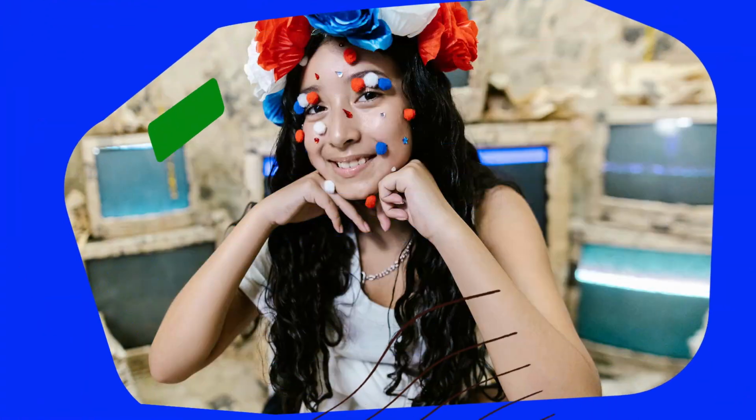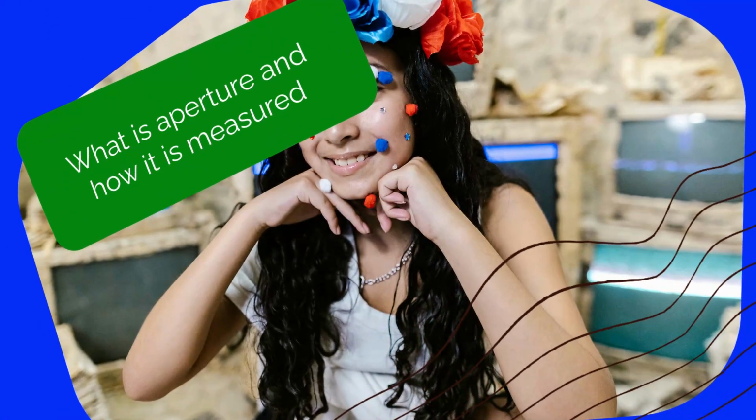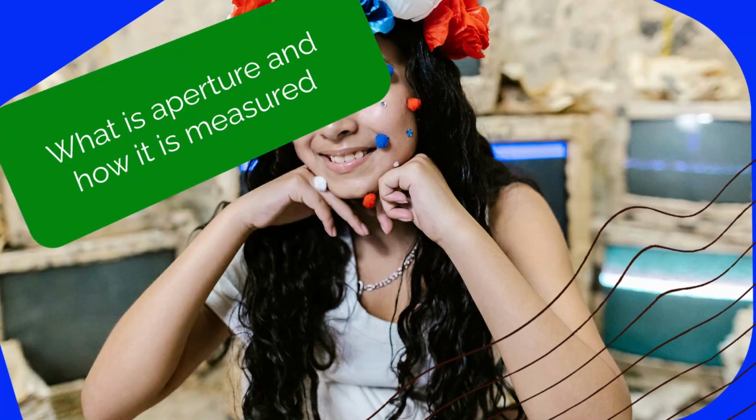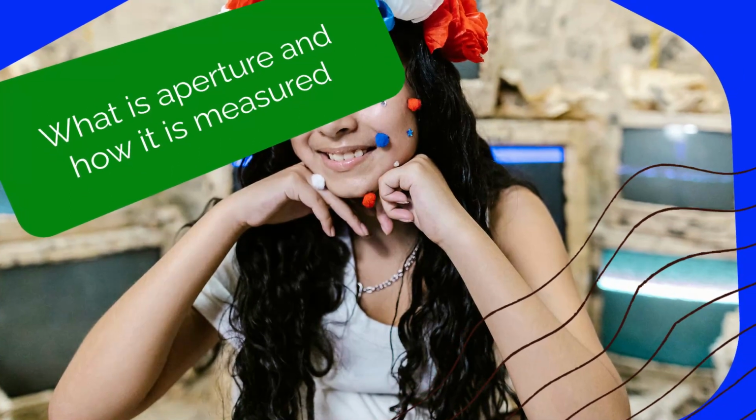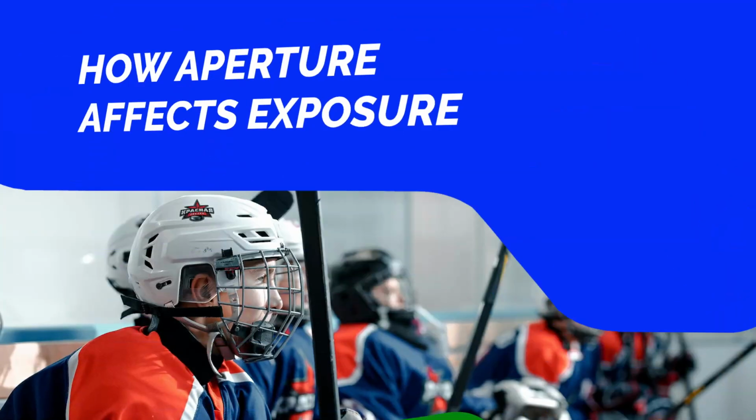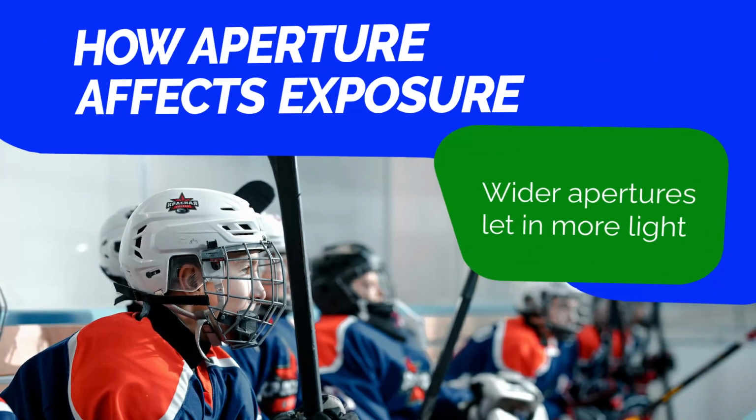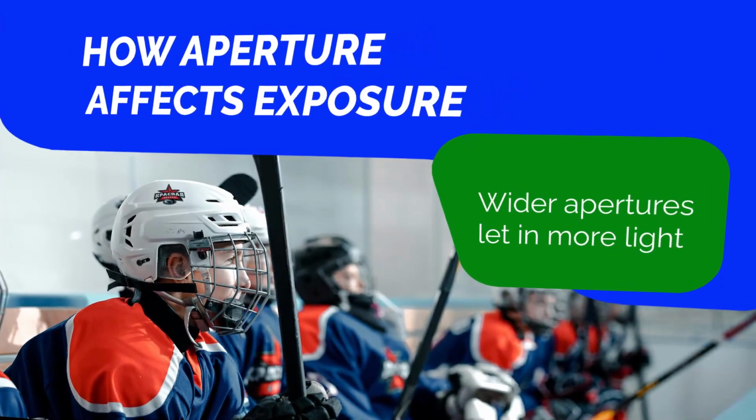The word aperture refers to the opening in the lens that controls how much light enters the camera. It is measured in f-stops. Wider apertures with lower f-stop numbers allow more light into the camera sensor, resulting in a brighter exposure.